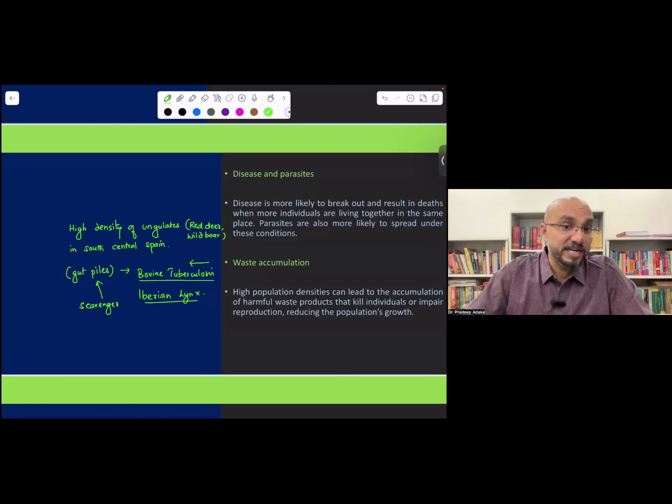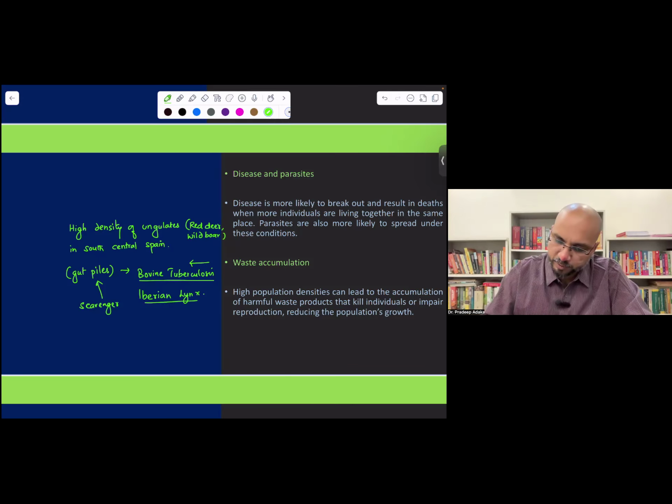So waste accumulation, again, higher density, more number of individuals, disease spreads this way too. So the waste which is accumulated due to hunting of these animals can affect the scavengers. So that is an example of waste accumulation.